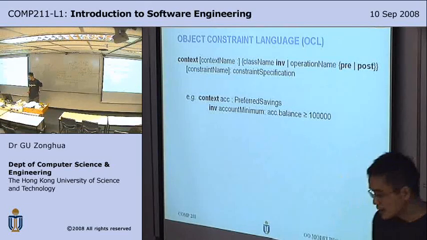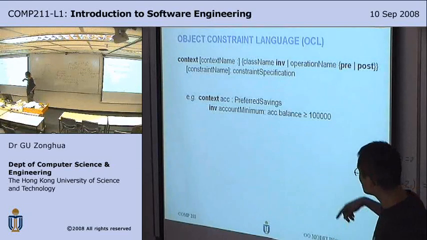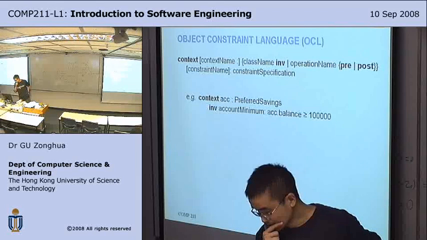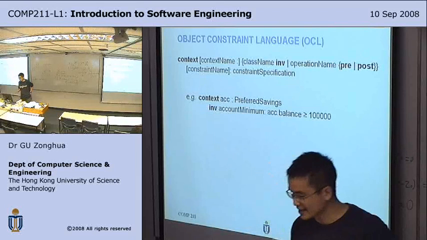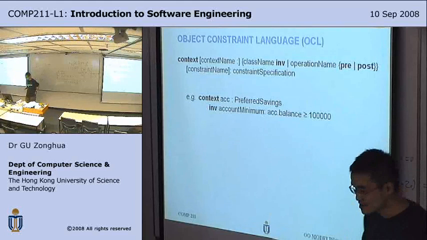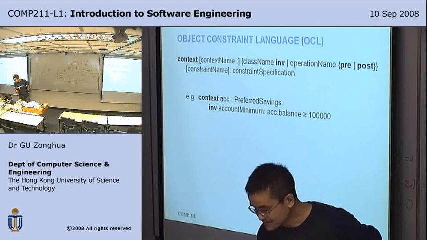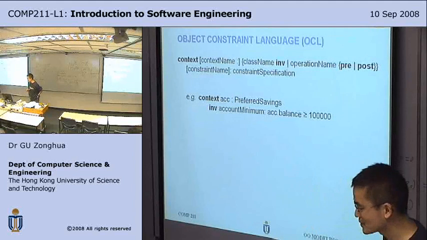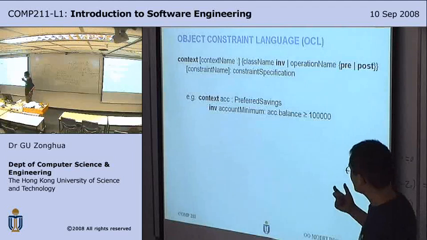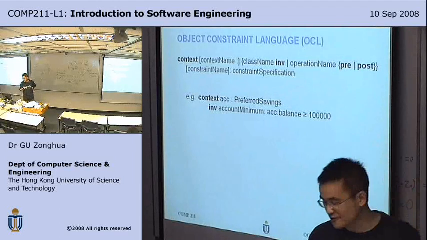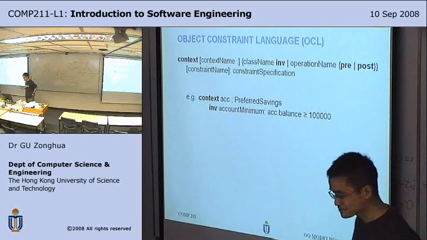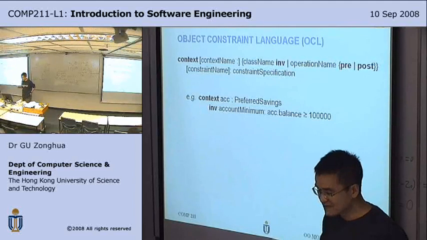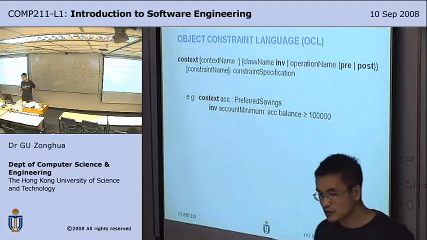So here's one example. Context keyword, and ACC is the context name, colon PreferredSavings. So PreferredSavings is the class name. ACC is the context name. That is, it's really like an object. That is, it's referring to the class. And then you have INV, invariant. Everything that follows the INV keyword is the actual constraint.